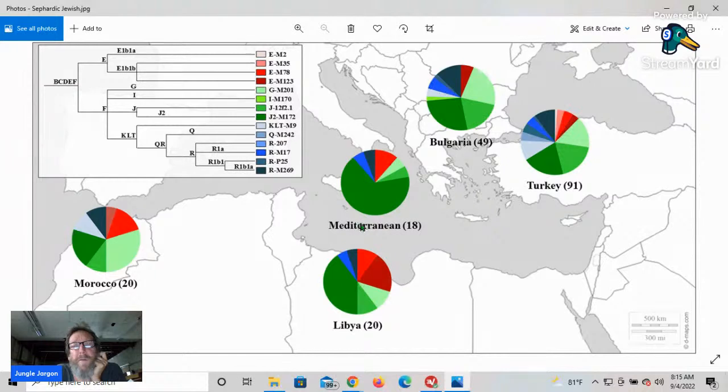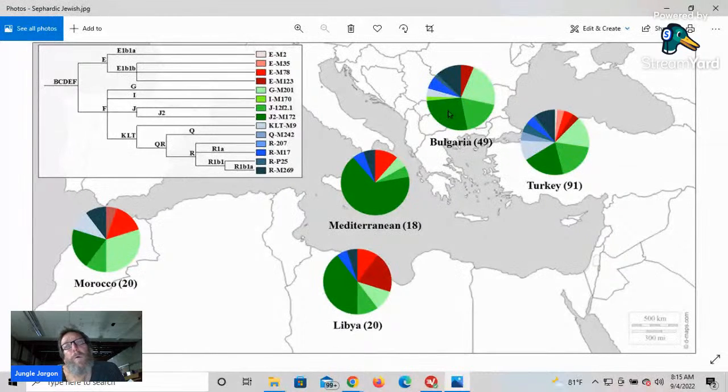Then you have this Sephardic Jewish population in the Mediterranean, which is a good 2/3 of the population is J2 M172, and even more is J1, and no T. None of these populations have a T in the Sephardic Jewish populations. None of them. At least not in this diagram. Not in these communities. Bulgaria, same thing.